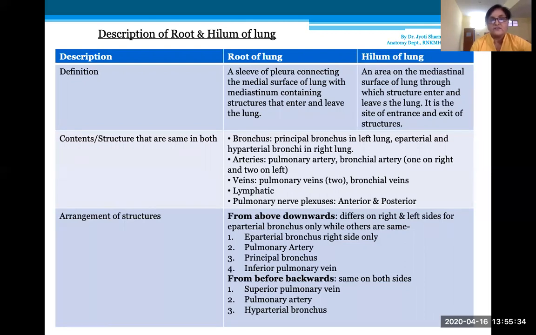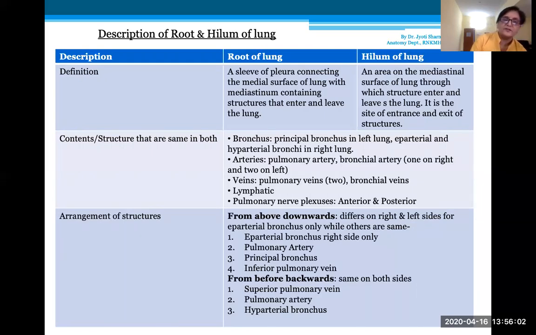Now the contents of structures that are the same on both sides are bronchus, arteries, veins, lymphatics, and the pulmonary nerve plexuses. Bronchus: principal bronchus on the left side, eparterial and hyparterial bronchi on the right side. Arteries: pulmonary artery and bronchial artery. Veins: there are two pulmonary veins and bronchial veins. The lymphatics and the pulmonary nerve plexuses, which are anterior and posterior.